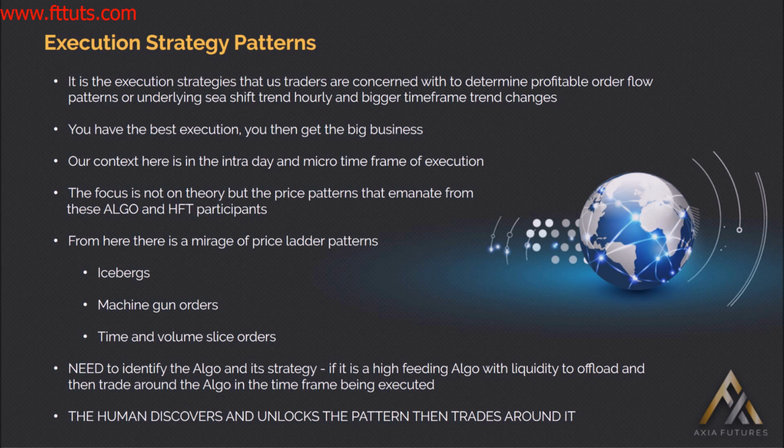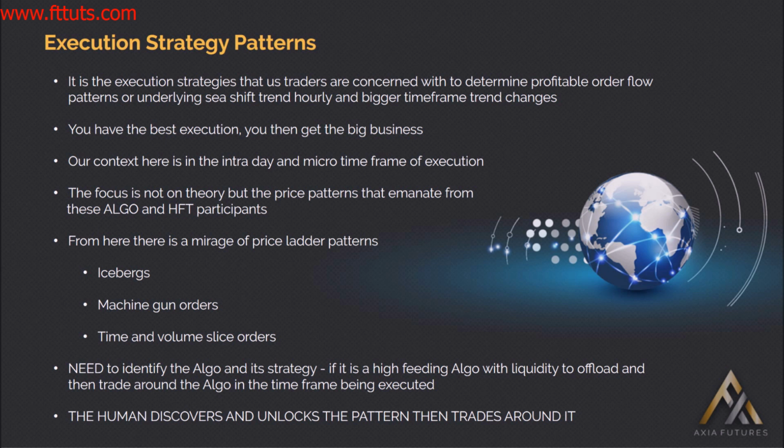If it's a high feeding algorithm with liquidity to offload, then you trade around the algo in the time frame being executed. So sometimes you see an algorithm having to offload in a very short period of time a lot of orders on the order book, and whilst it's offloading at an extreme price, that extreme price could trigger stops. It's your understanding of that positioning of the market, and given that execution strategy that's being implemented in your market at that specific time, of how you go about trading it.